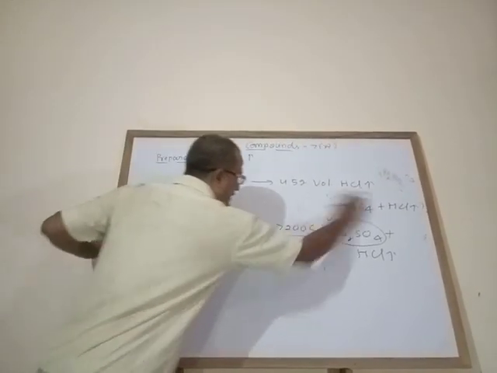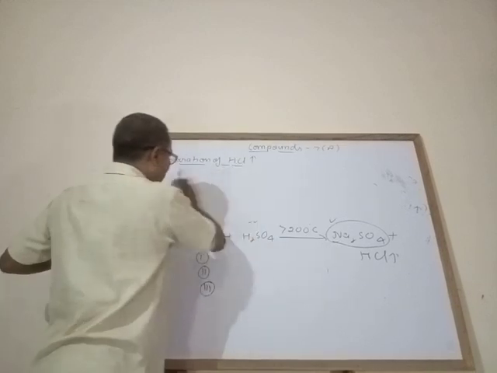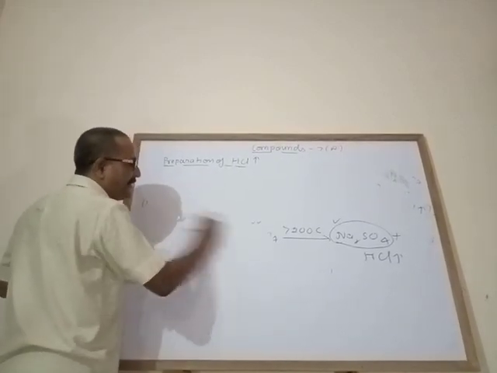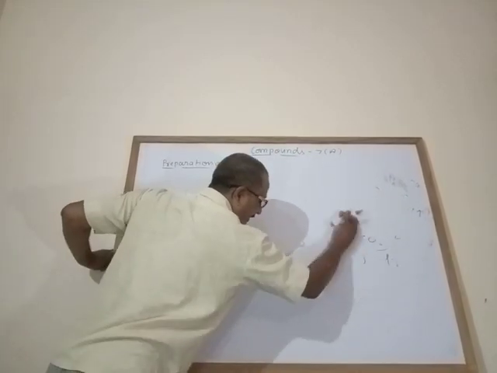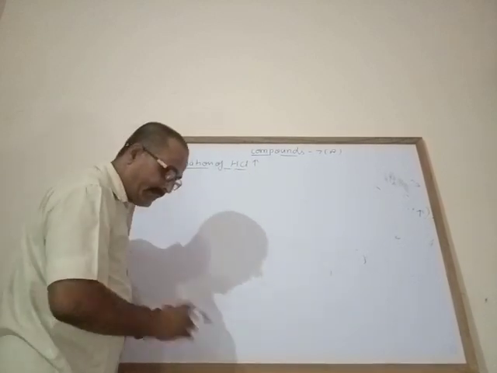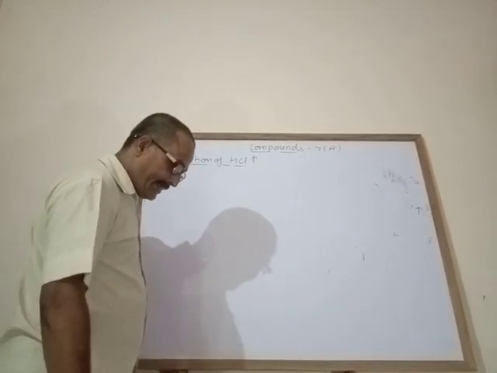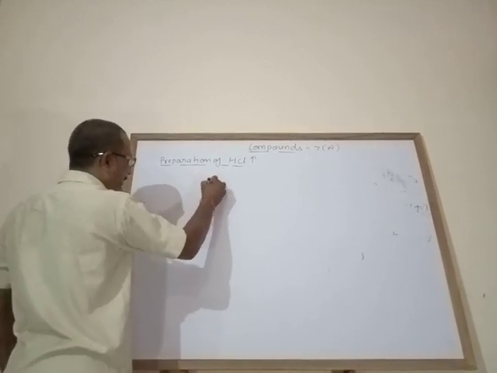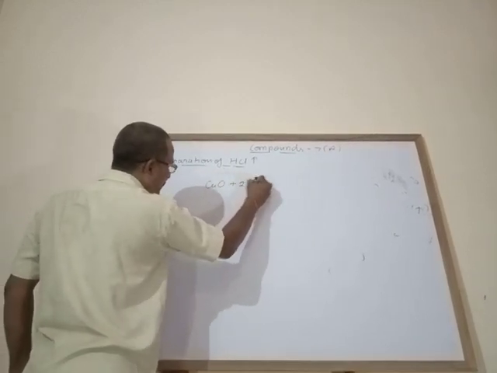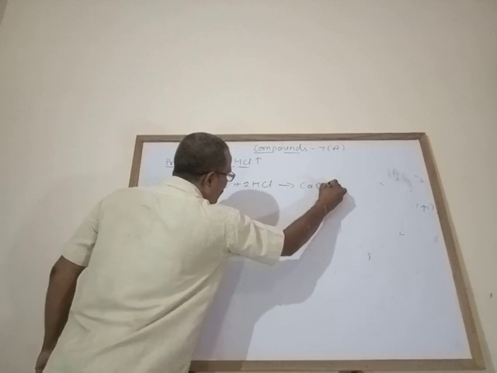As a drying agent, I said that only concentrated sulfuric acid we can use as a drying agent, because the others can react, like calcium oxide. I already said that calcium oxide with hydrogen chloride forms calcium chloride and water.